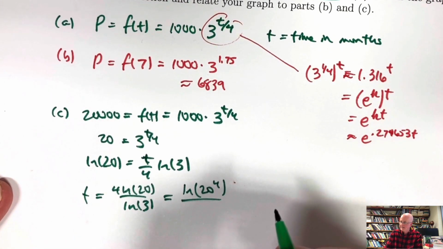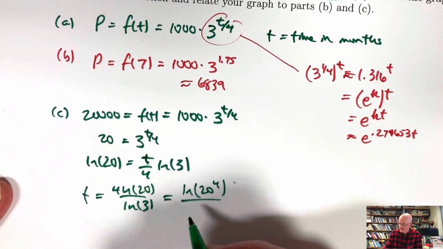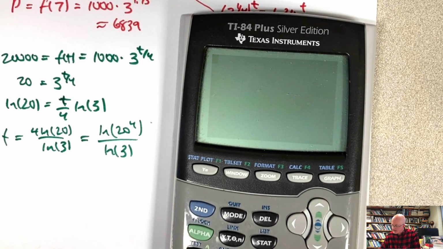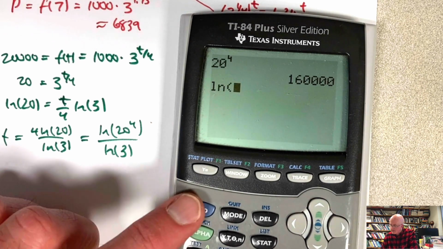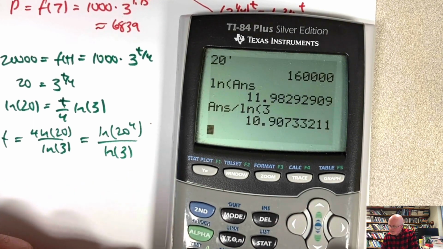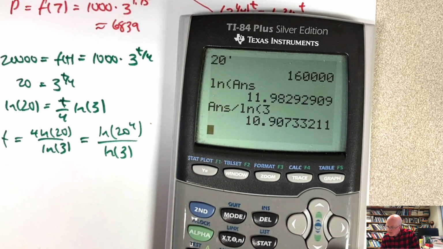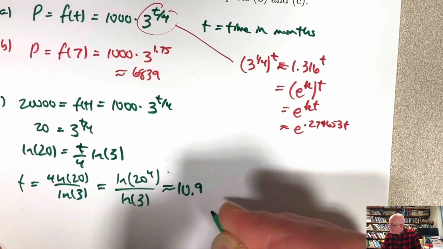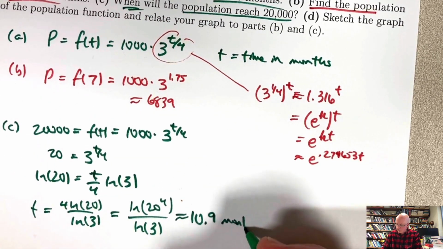10 to the 4th is 10,000. 2 to the 4th is 8. I think it's 80,000. Let's just double check that. Let's see what this is approximately. 20 to the 4th. Yeah, no, I was wrong. It's 160,000, because 2 to the 4th is 16, not 8. Then I got to take the ln of that number, and then divide by ln of 3. t is about 10.9 months is how long it's going to take to get to 20,000 bunnies.